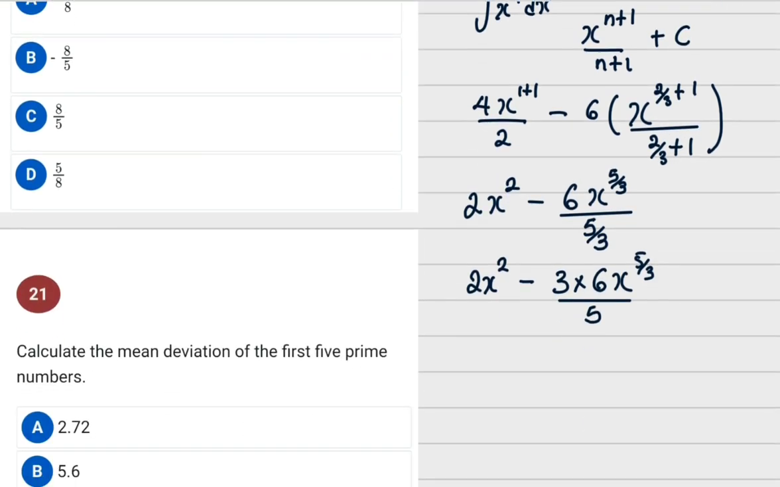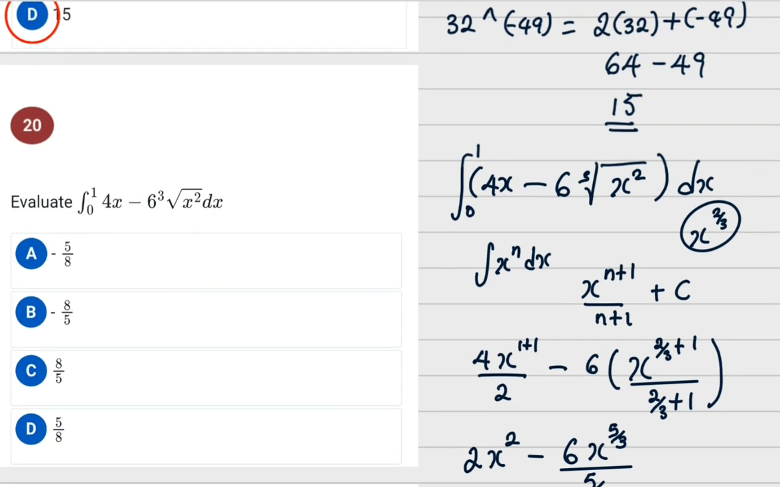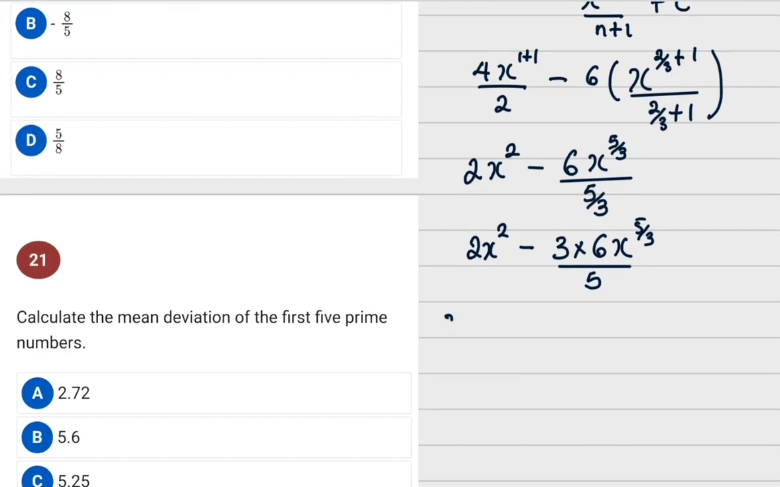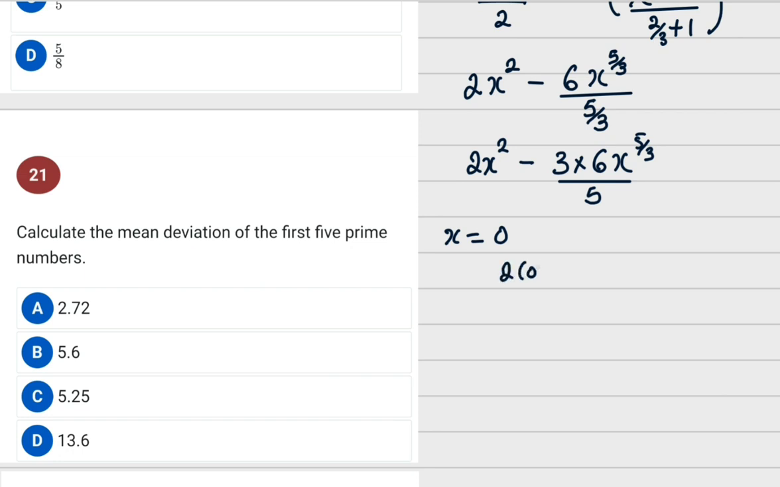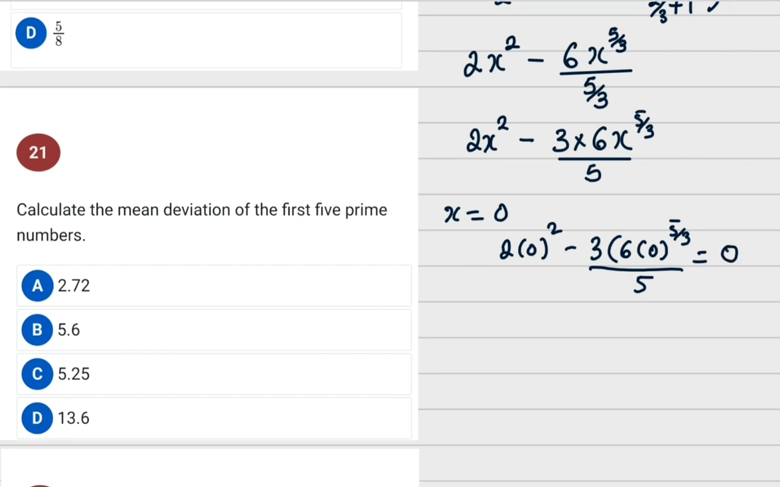Now, since we have variable x in this expression, when we substitute x equals 0, we will have 2 into 0 all squared minus 3 into 6, then we have 0 all raised to power 5 over 3, then all over 5. Everything here is 0, so we don't have problem with that.